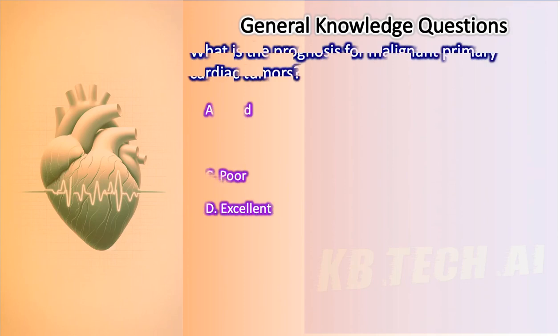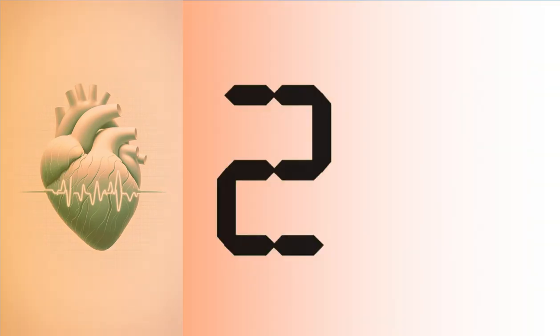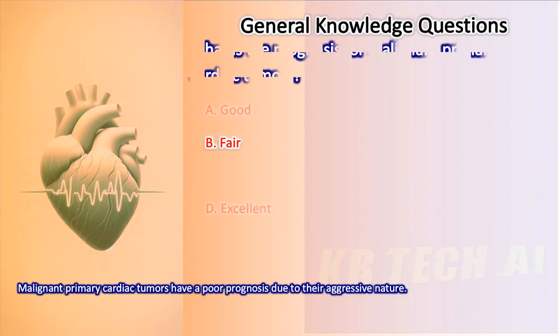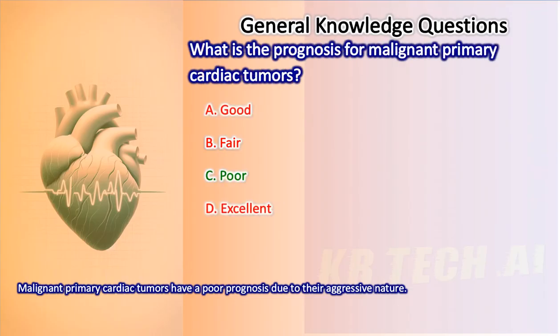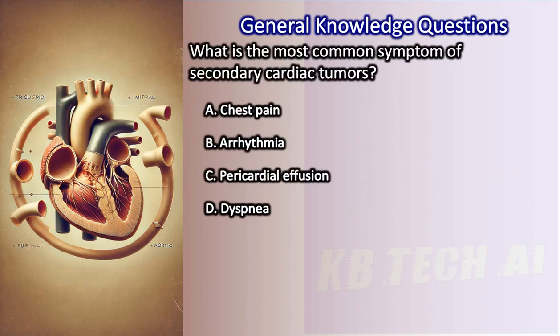What is the prognosis for malignant primary cardiac tumors? Option 1. Good. Option 2. Fair. Option 3. Poor. Option 4. Excellent. The answer is option 3. Poor.